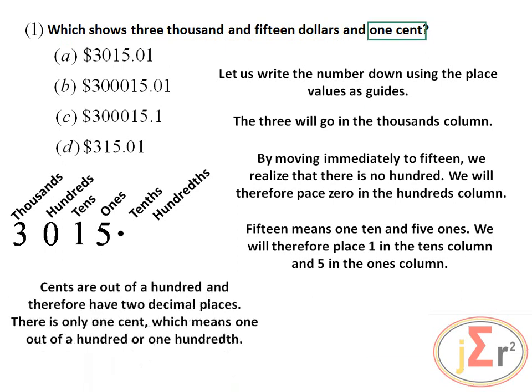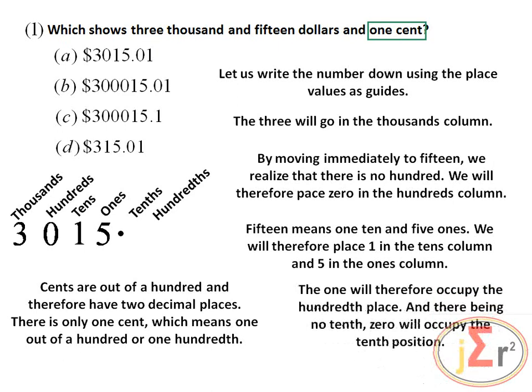$0.01. Cents are out of 100 and therefore have two decimal places. There is only 1 cent, which means 1 out of 100 or 1/100th. The 1 will therefore occupy the 100th place, and there being no tenth, 0 will occupy the 10th position. The answer is option A.